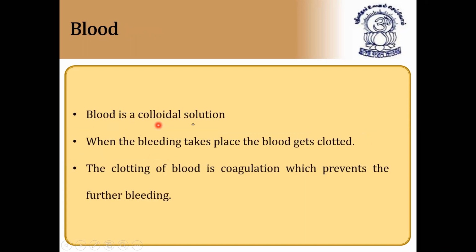Next, blood. Blood is a colloidal solution. Human blood is a colloidal solution. When bleeding takes place, the blood gets clotted. The clotting of blood is coagulation. Very, very important. Whenever you get hurt, the bleeding takes place and the blood gets clotted. The clotting of blood is nothing but coagulation, which prevents further bleeding. So it has a natural tendency to coagulate.